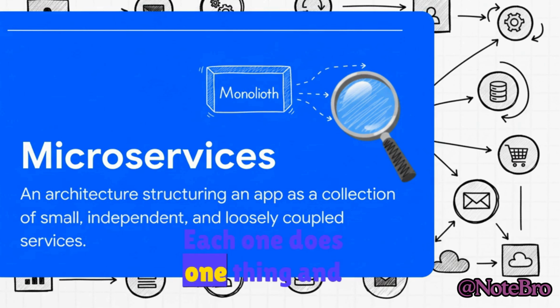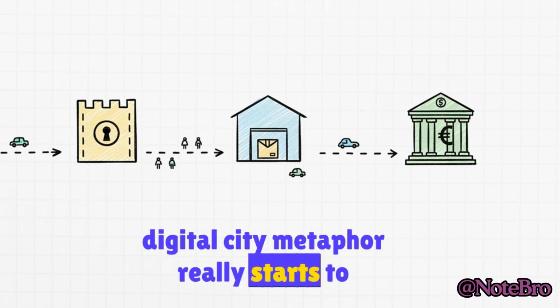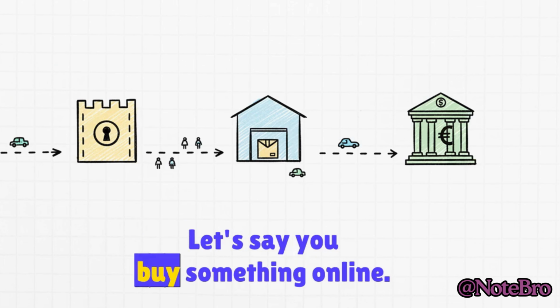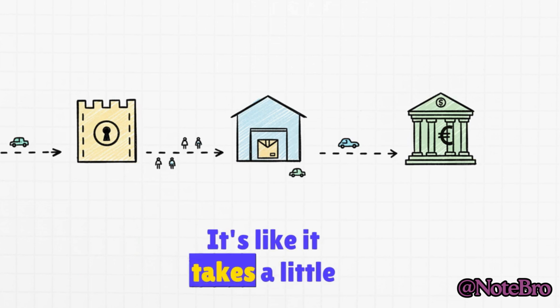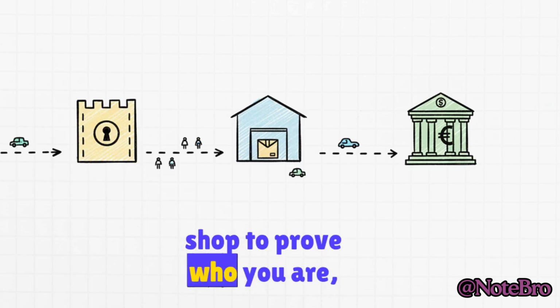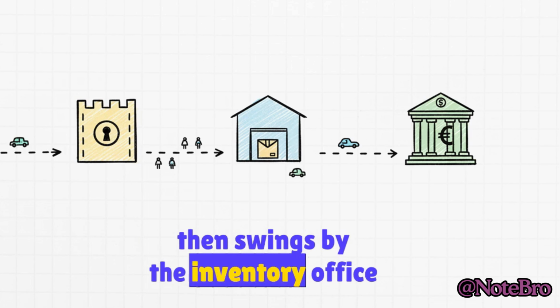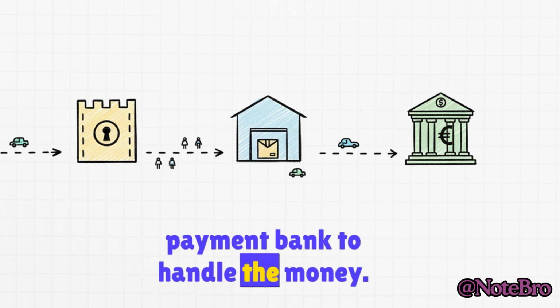Each one does one thing and one thing only, and it can be worked on or scaled up all by itself. And this is where that whole digital city metaphor really starts to click. Let's say you buy something online. Your request doesn't just go to one place, no way. It's like it takes a little trip through the city. First, it stops at the authentication shop to prove who you are, then swings by the inventory office to see if the item's in stock, and finally, it hits the payment bank to handle the money.